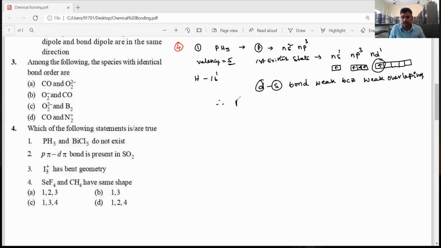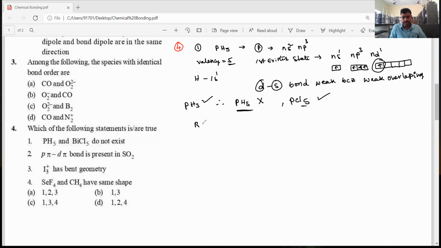therefore PH5 does not exist. PH5 does not exist, but PCl5 does exist. In PCl5, which orbital overlapping is present, dear students? d orbital and p orbital overlapping is present. That's why PCl5 exists, but PH5 does not exist. PH3 exists, you have to remember.